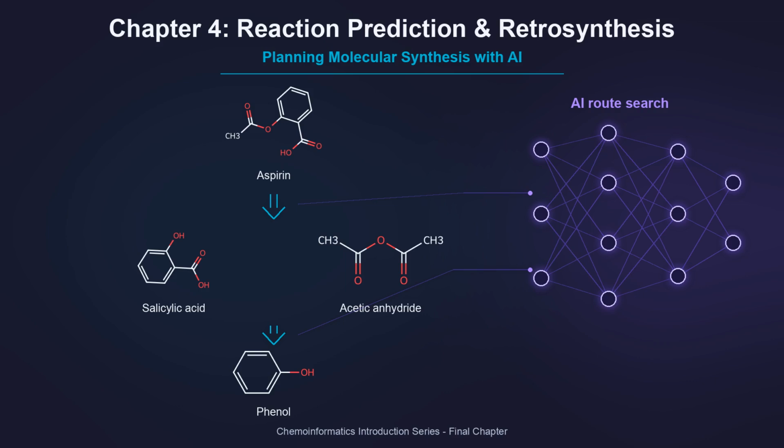Welcome to Chapter 4, the final chapter of the Chemoinformatics Introduction series. In this lecture, we'll explore how AI is revolutionizing synthesis planning. We'll learn to represent chemical reactions in computer-readable formats, predict reaction outcomes, and most excitingly, work backwards from a target molecule to plan its synthesis. This is retrosynthesis, one of the most impactful applications of AI in chemistry today.